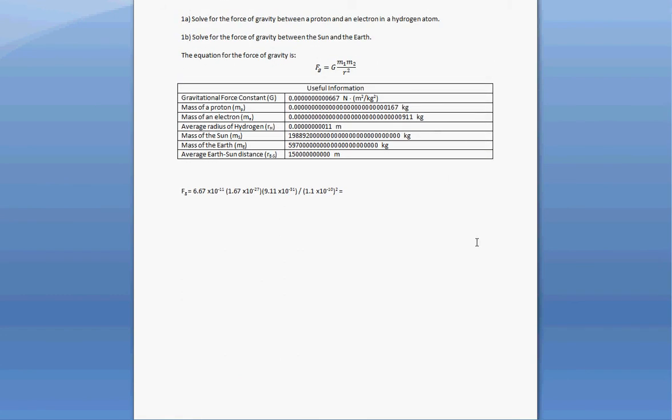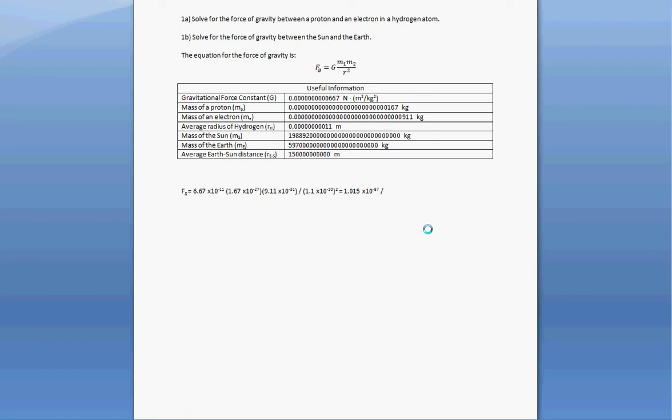So I'm just going to multiply, and I'm going to enter this number into the calculator. Or sorry, this number here. 1.67 E negative 27 times, now this number, 9.11 E negative 31 equals, and that comes out to 1.015, I did a bit of rounding there, times 10 to the negative 67.